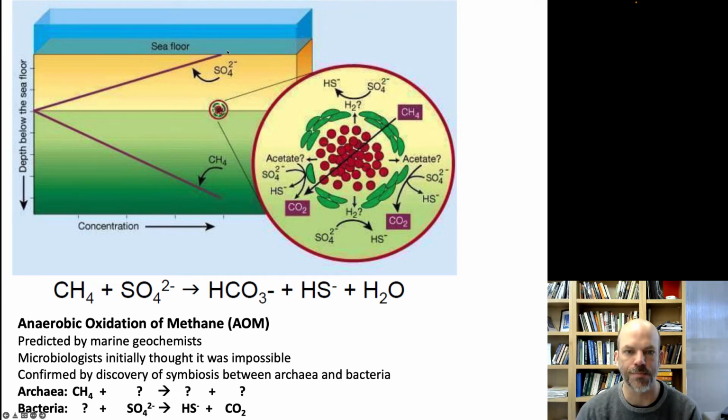And marine chemists had noticed for a long time that the concentration of sulfate in the seafloor goes down according to some trend. So the ocean is very abundant in sulfate, so the sulfate will diffuse down into the sediments, and then it decreases with depth as if something is consuming it, right?